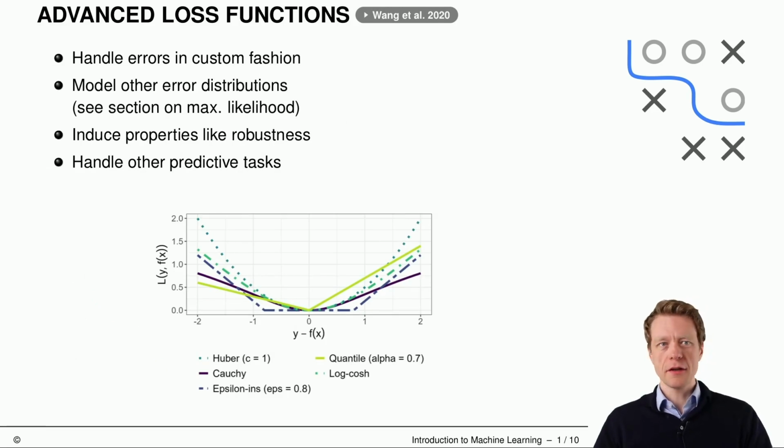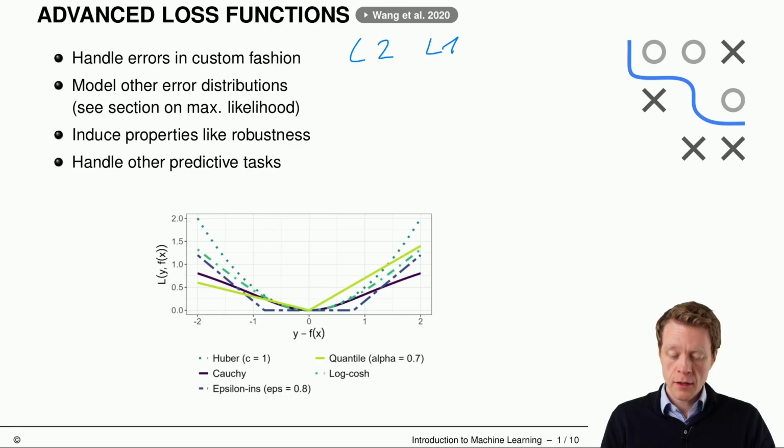Why do we care at all? So perhaps we feel that the L2 loss and the L1 loss are not good enough for our wishes here, so we want to handle errors in a custom fashion. For example, we perhaps come from a statistical perspective and have different error distributions in mind than just a Gaussian distribution, and would like to see what loss functions correspond to these other error distributions.